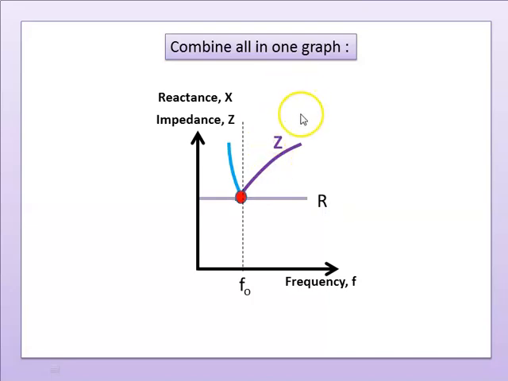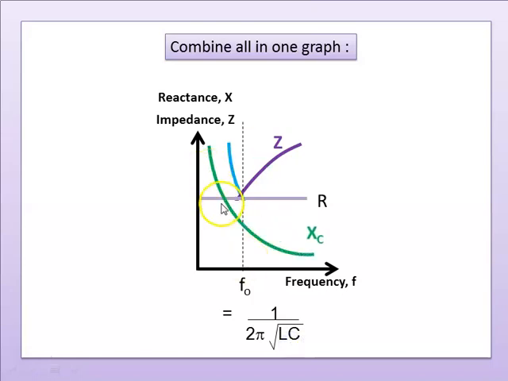So combining all in one graph, we get the impedance of the RCL circuit drawn here, where F naught equals 1 per 2 pi square root of LC. And in the previous lesson, for reactance, shown by the green line here, decreasing, or in other words, reactance XC is inversely proportional to the frequency, and for XL, reactance is directly proportional to the frequency, all in one graph.